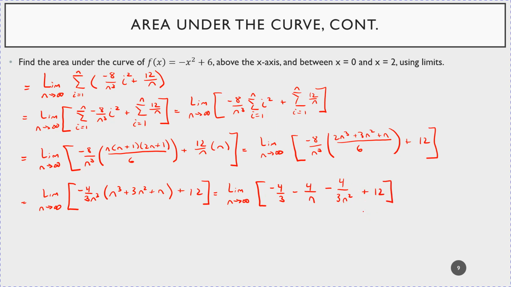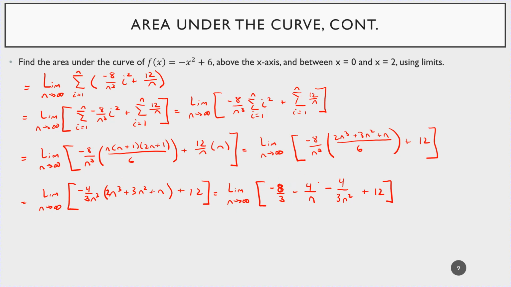Oh, look at this, this is wild. Oh no, I'm sorry, I forgot the 2 here when I distributed. So when I distribute, it's actually negative 8/3. Sorry, almost made a little mistake. I forgot that 2 there.